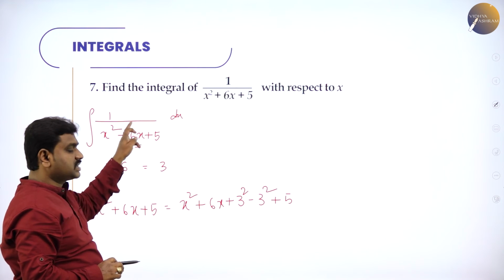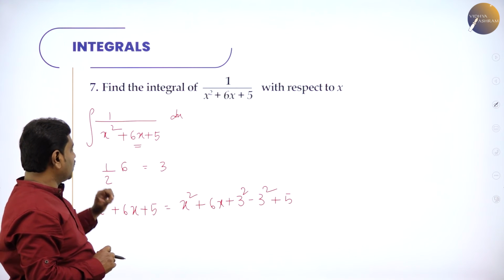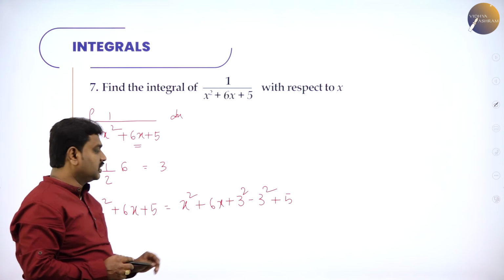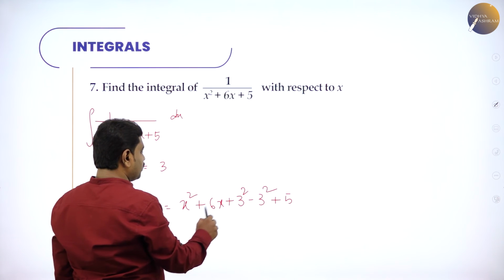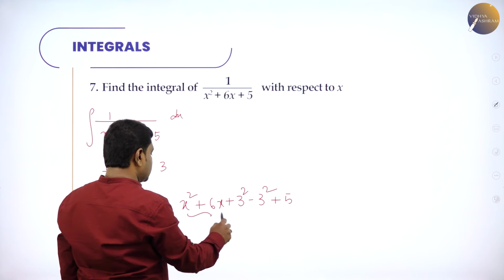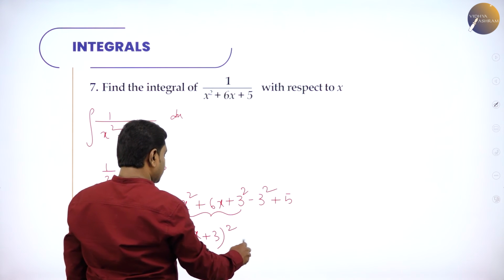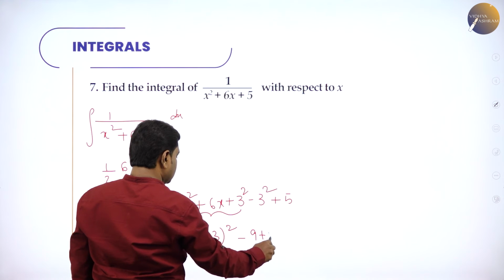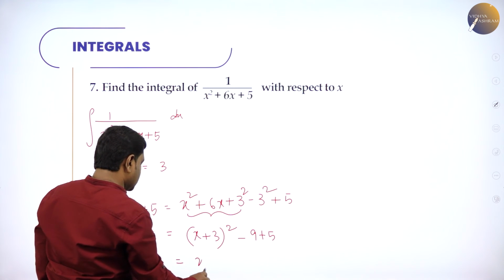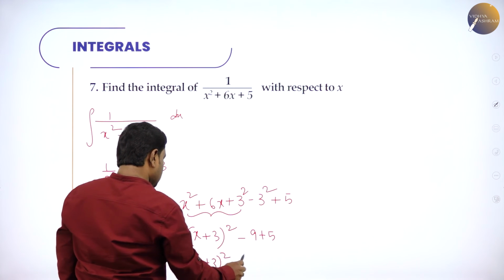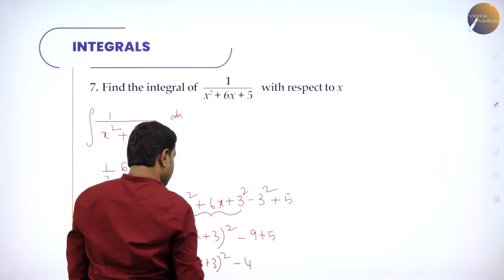Here 6x is the coefficient of x. Half of it is 3. 3 square you add and subtract. So now this is in the form a square plus b square plus 2ab. These 3 things can be compressed as x plus 3 the whole square. Then minus 3 square is 9, plus 5. So all of you know this can be written as x plus 3 the whole square, minus 9 plus 5, which can be written as minus 4.